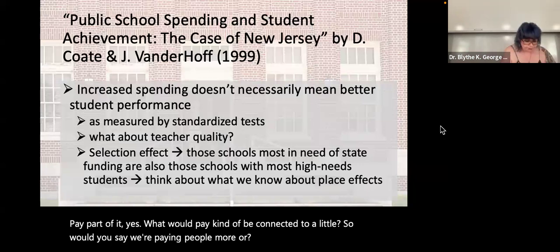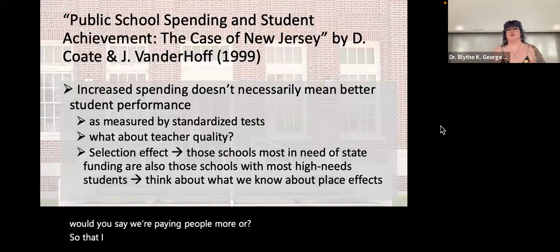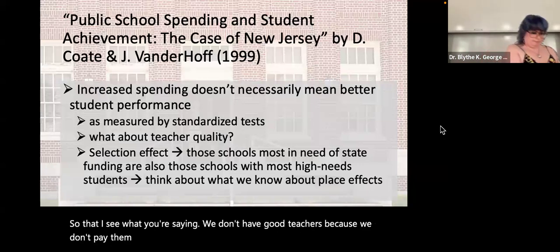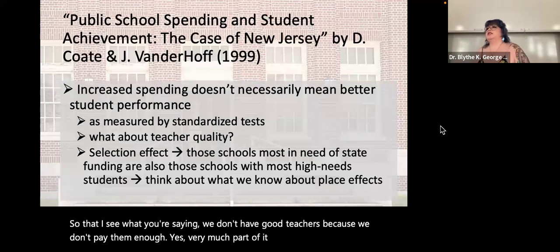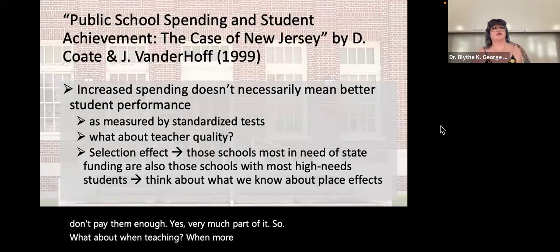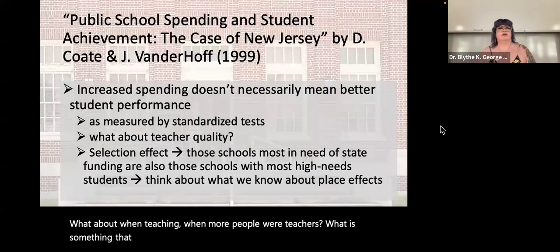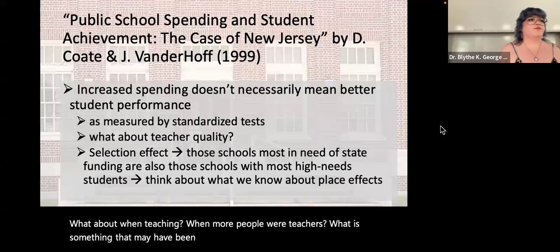Mm-hmm. So I see what you're saying. We don't have good teachers because we don't pay them enough. Yes, very much part of it. So what about when more people were teachers? What is something that may have been different? Like 100 years ago from right now.